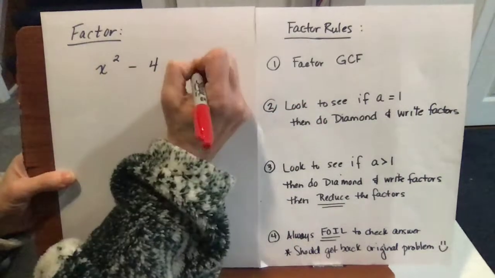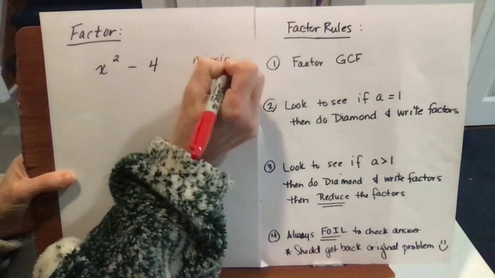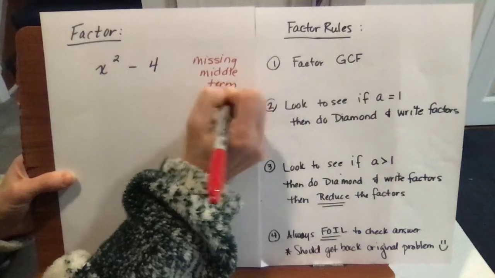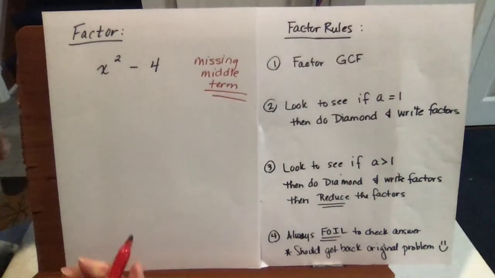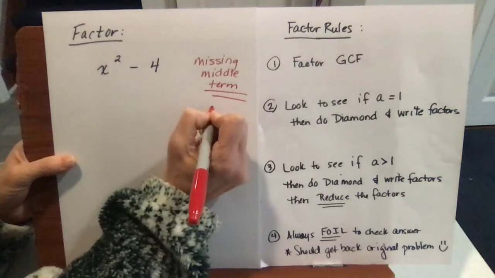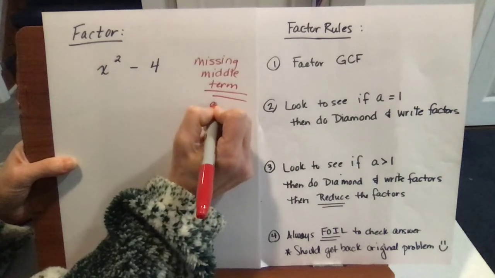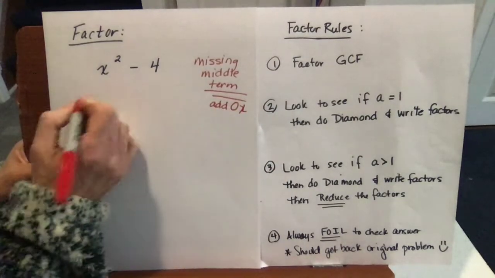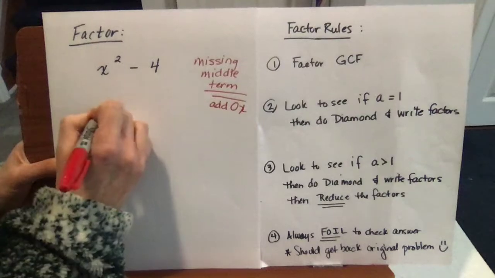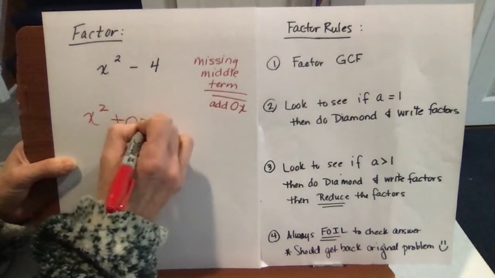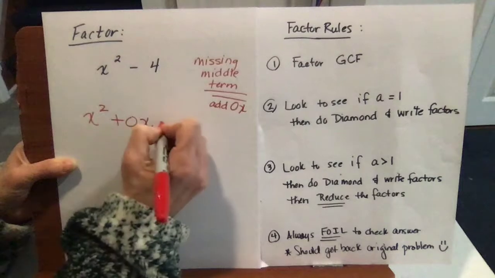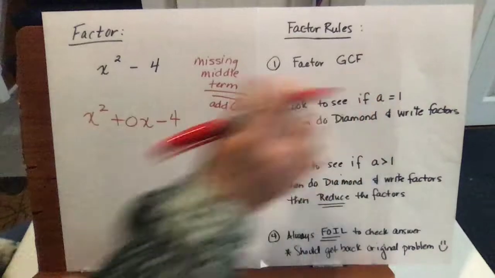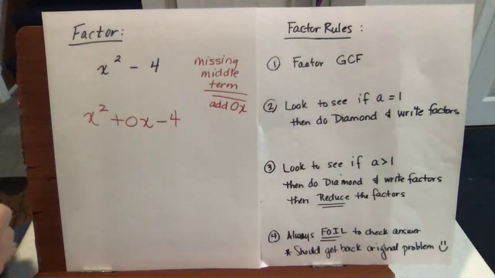What you notice is we are missing the x term, or what we call the middle term. It's not there. So what we can do is put a 0 into that term so that we have it there and make it a trinomial. So we have x squared, now we're going to add the 0x, giving it the middle term that's missing, and minus 4. Okay, all right, so GCF: 1, 0, and 4, no GCF.